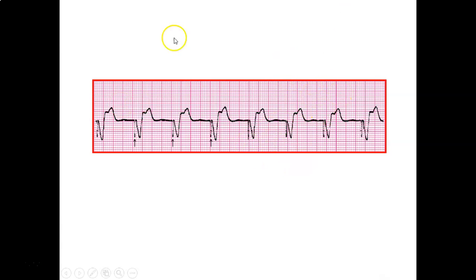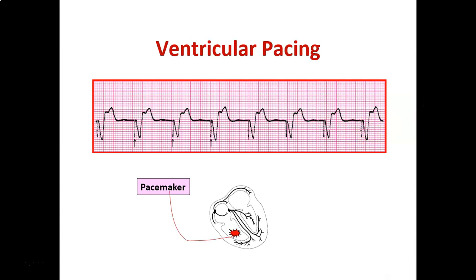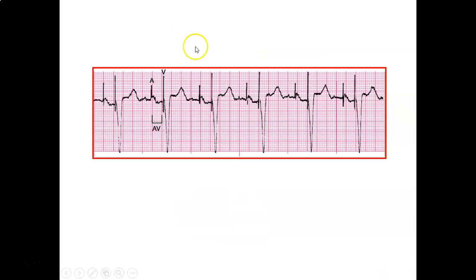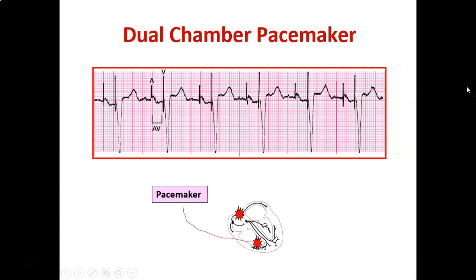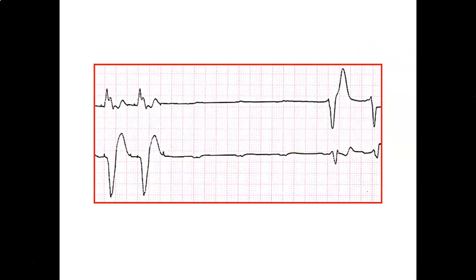Here, if you see, these additional spikes are before the ventricles. So this is your ventricular pacing. In this rhythm strip, these spikes are before the atria and before the ventricles. So this is a dual chamber pacemaker.